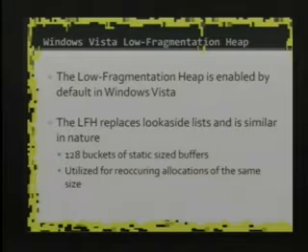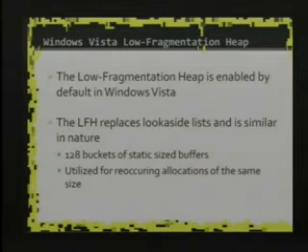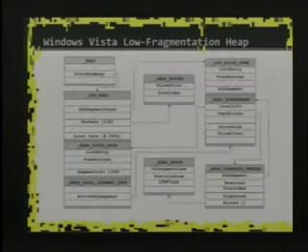the individual block structures. So the low frag heap, like I said, replaces the look-aside lists, and it's very similar. It uses 128 buckets, just like the look-aside lists did, and those buckets are each for different sized allocations. It's automatically turned on after a certain number of allocations. The heap manager keeps a count of how many times a certain block has been allocated. We're kind of short on time, so I'm not going to spend a lot of time on this, but this is actually the entire data structure association for the low frag heap.